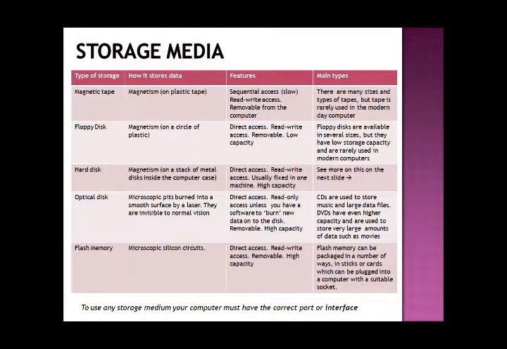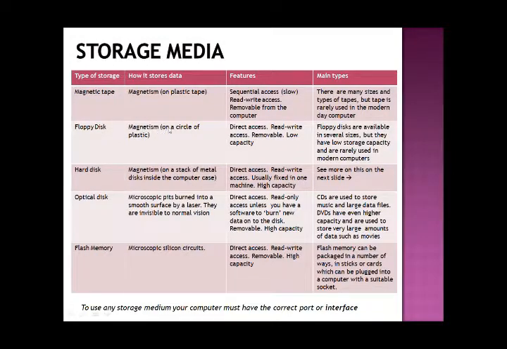So we're at storage media and type of storage. We have magnetic tape and how it stores: magnetism, and plastic tape. Features: sequential access, slow, read-write access, removable from the computer. Then the main types. There are many sizes and types of tapes, but tape is rarely used in the modern day computer. The next type of storage, floppy disk.